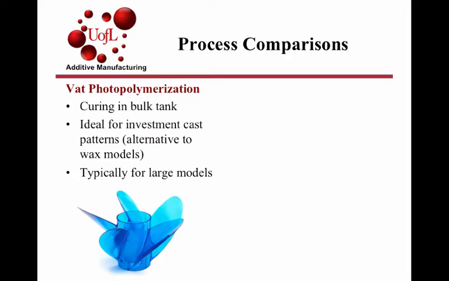Let us compare properties that emerge from two different processes used in 3D printing with reactive materials. The first one is vat polymerization, where you have a liquid resin that is cured in a tank by sequential exposure of each slice. These are useful for making patterns for investment casting and can be scaled to large models.